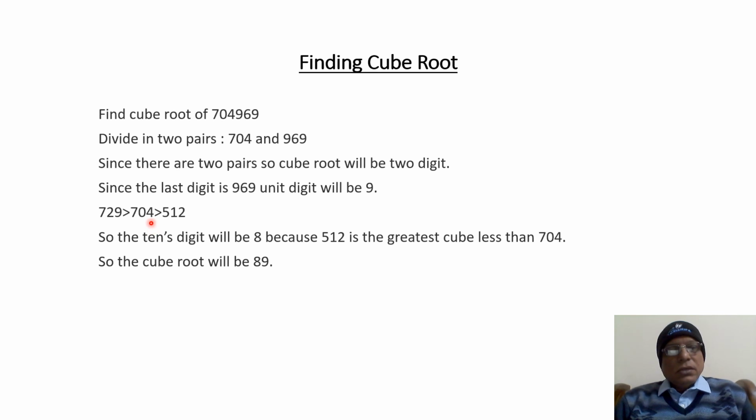Now 704 lies between 9 cube and 8 cube. So the tens digit will be 8 because 512 is the greatest cube less than 704. So the cube root will be 89.